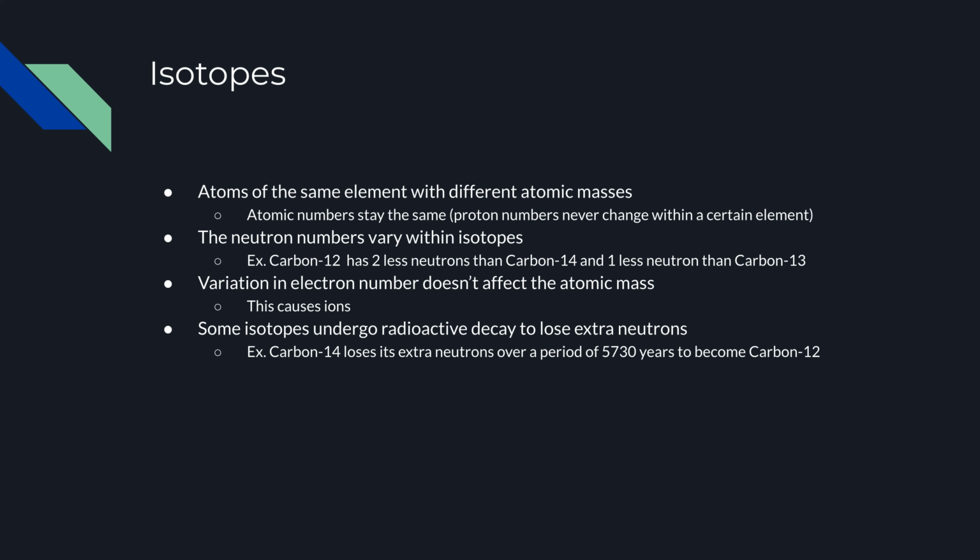And the variation in electron number does not affect atomic mass either, as variation in electron number causes ions, or it could be associated with different elements. And since electrons are so small compared to the neutrons and the protons, electrons being 2,000 times lighter than helium, they won't affect the atomic mass at all.